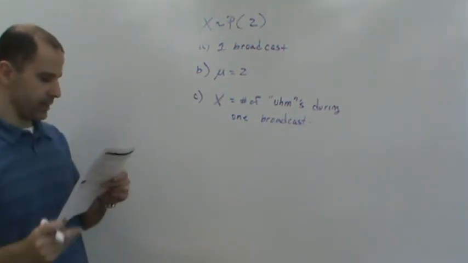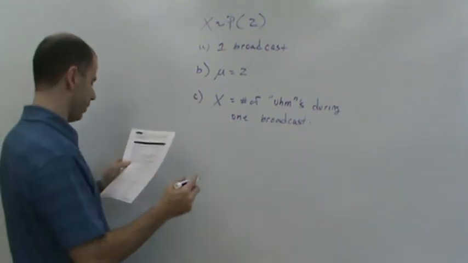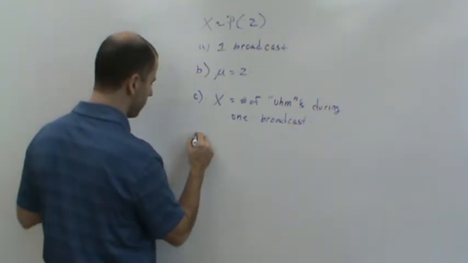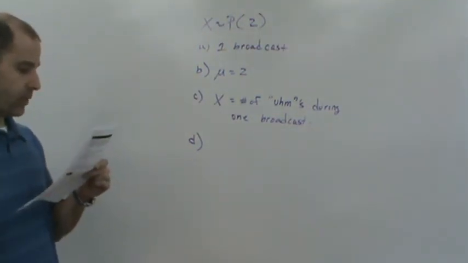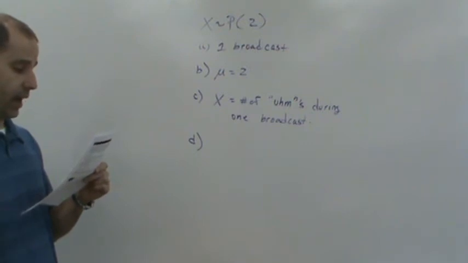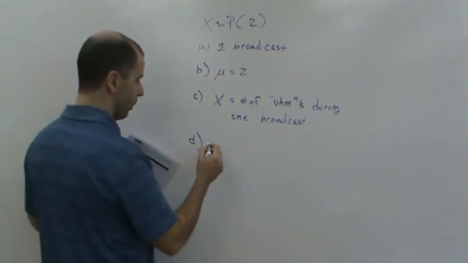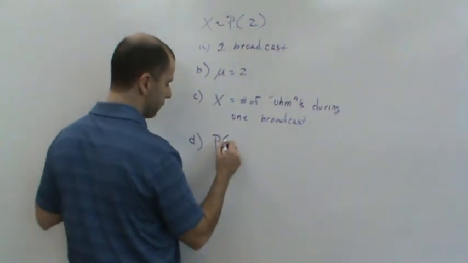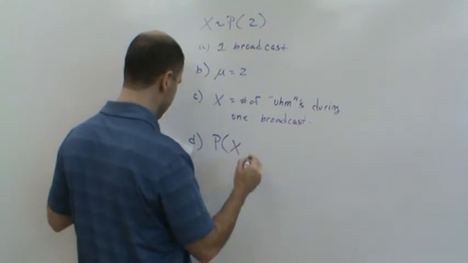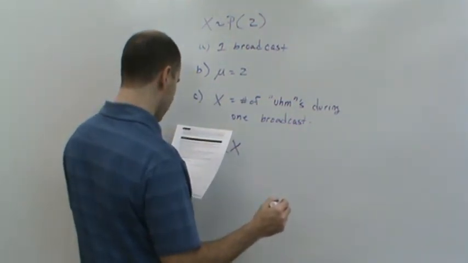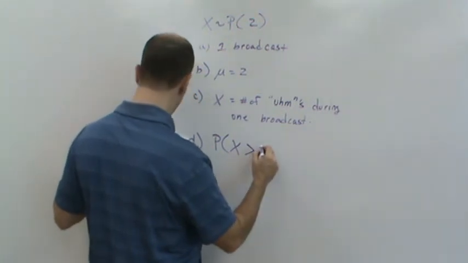And of course, D says write the mathematical statement for the probability question. What's the probability question? What's the probability that the news reporter says it more than 2 times per broadcast? So the way we would write the probability statement in mathematical symbols is P that X is more than, so that's greater than what? 2.